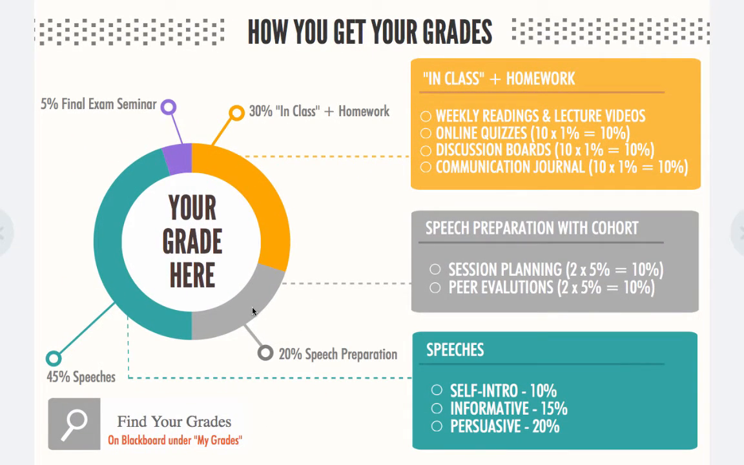There is about 20% that represents speech preparation that you're going to do with your cohort. Now, a cohort is just a group of classmates, and we are going to separate into cohorts for the informative and persuasive speeches. These are the people that you are going to plan your session with, as well as the people that you're going to present your session with. You also will work together for your peer evaluations. Now, of course, as you can imagine, because this is a public speaking course, 45%, the biggest part of your grade, is your speeches. We have 3 speeches in this course: a self-introduction speech, an informative speech, and a persuasive speech. And then lastly, at the end of the semester, we have a final exam seminar.